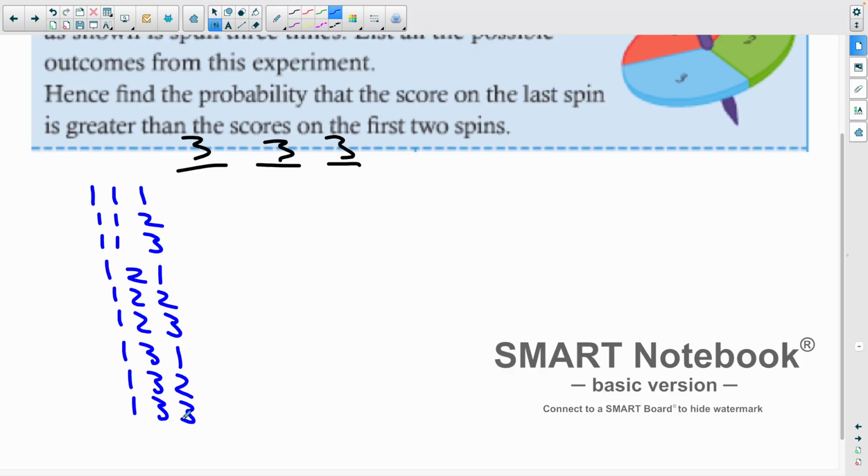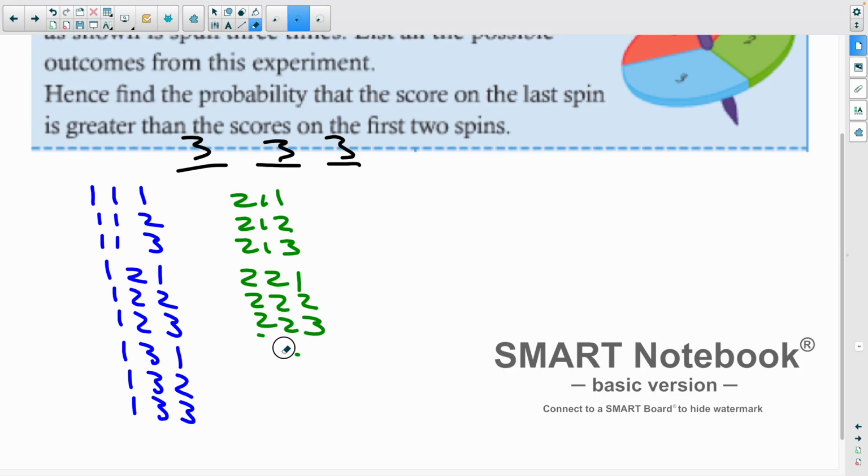Okay? So I've listed 9 of my outcomes so far. How are my next 2 columns going to change? I'm just going to change the first number, right? Everything else is going to look the same. I'm just going to change the first number. So my next column is going to be 2, 1, 1, 2, 1, 2, 2, 1, 3, 2, 2, 1, 2, 2, 2, 2, 2, 3, or not 3, sorry, got ahead of myself. All right, 2, 3, 1, 2, 3, 2, and 2, 3, 3.